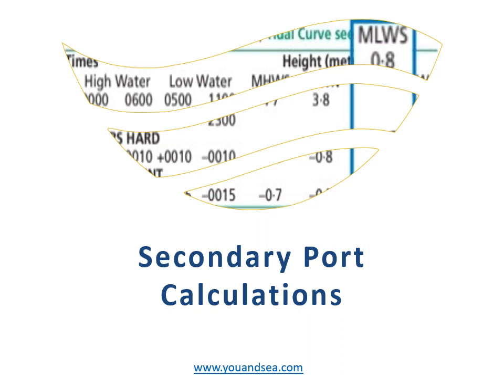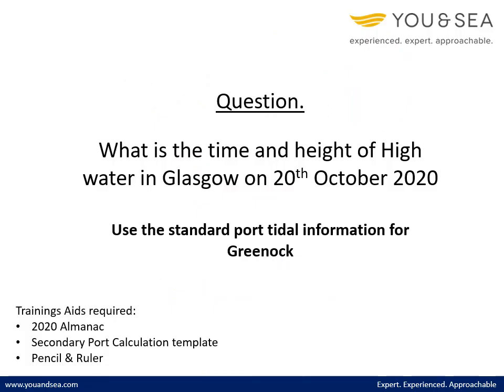In this video, we are going to have a look at how to work out a secondary port calculation. The question is, what is the time and height of high water in Glasgow on the 20th of October 2020? We're going to use the standard port tide information for Greenock, and if you want to work through it with us, we need the 2020 almanac, a secondary port calculation template, and a pencil and ruler.